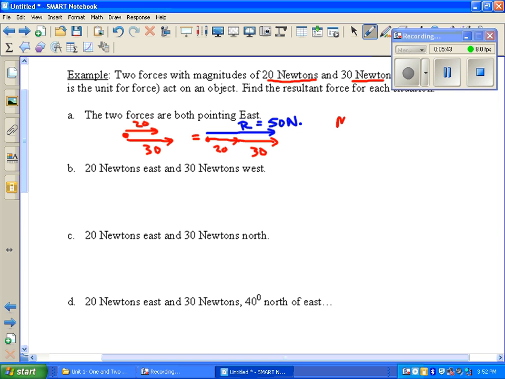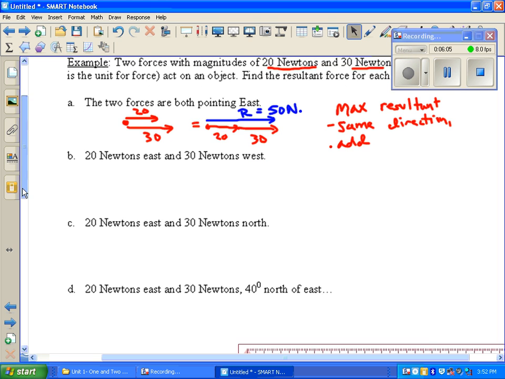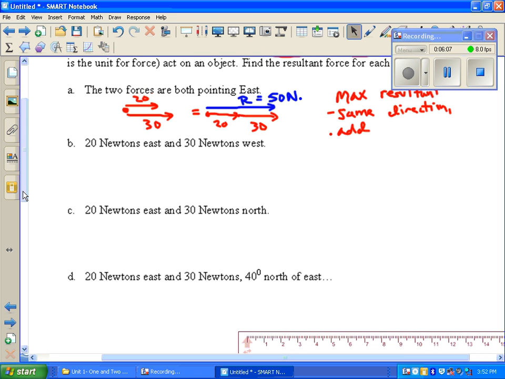The maximum resultant is when they're in the same direction and you add. All you have to do is simply add them. Now, the next example, 20 newtons east and 30 newtons west. These are going to be opposite directions.